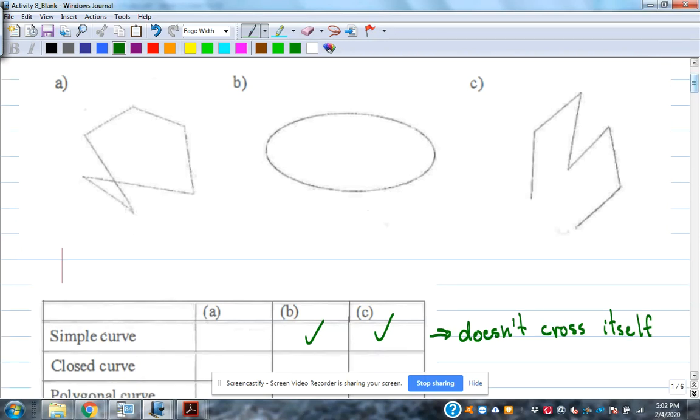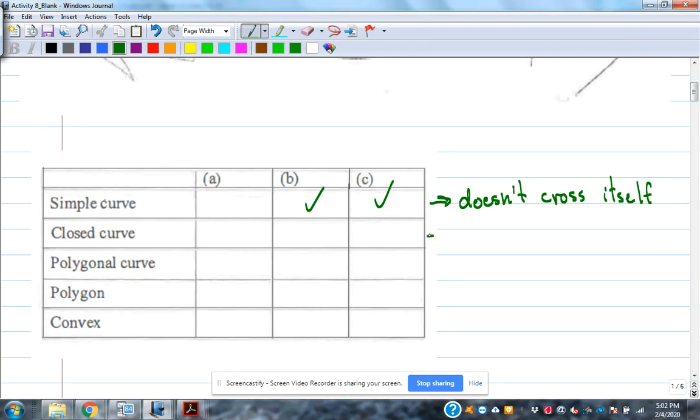And now let's talk about a closed curve. A closed curve, its definition is it encloses an area. That's the best way for me to describe it to you. Encloses an area, and there are no endpoints. Maybe that's another key to that. Enclosing an area and no endpoints.